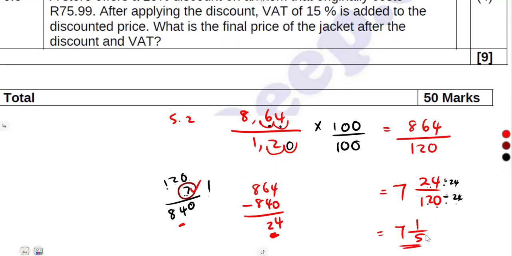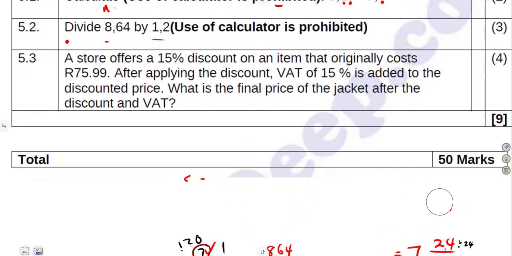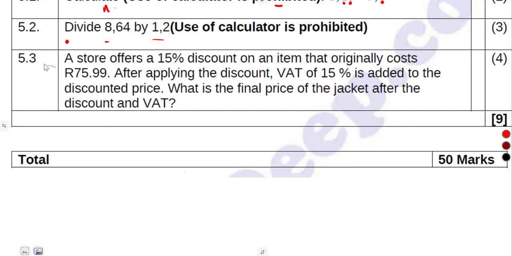Know your multiplication, guys, all right? Know your multiplication. The basics of multiplication, you must know that. 5.3, we are given this part. A store offers a 15% discount on an item that originally costs this value.